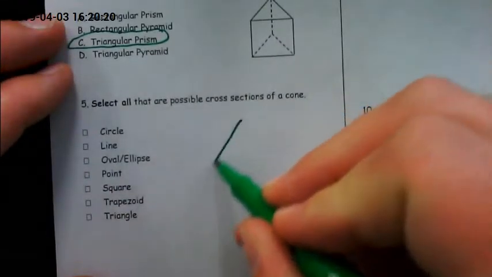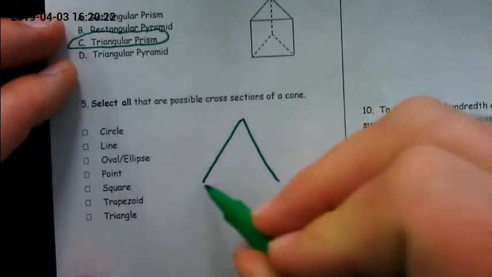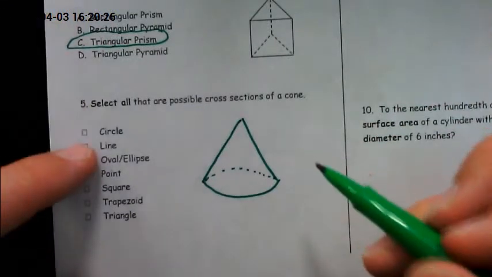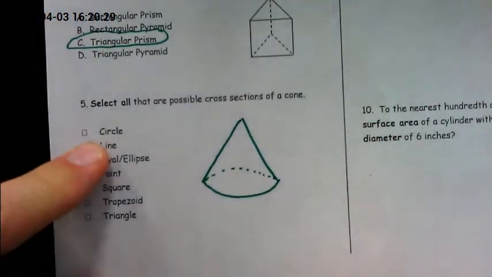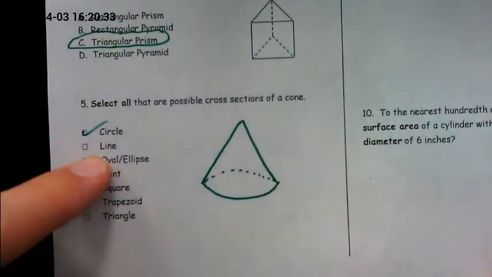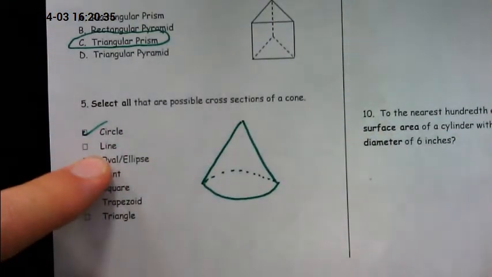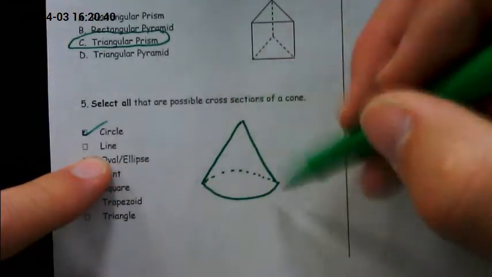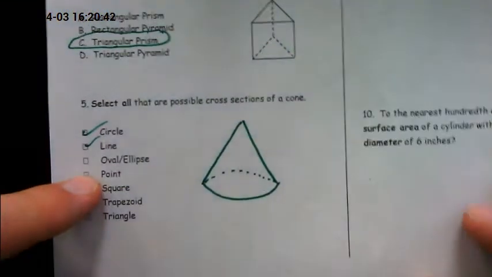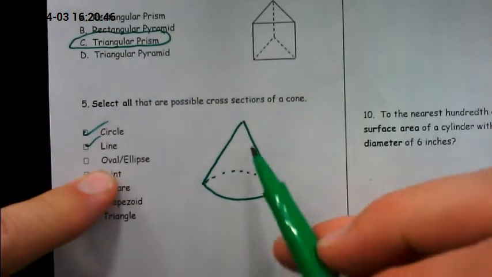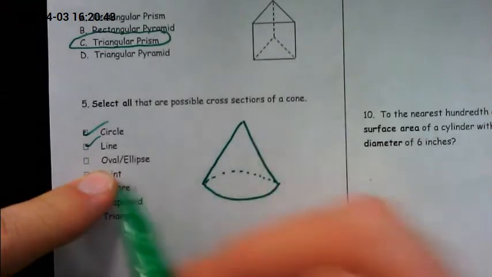On number 5, let's draw the cone first. So, could we have a circle? Yeah, if we go parallel to the base, our cross-section would be a circle. Can we have a line? Yes, if you had a plane that intersected this entire side but was tangent to the circle, it would make a line. Can we have an oval or an ellipse? Yes. That would be if we had a plane diagonal, it would make an oval.